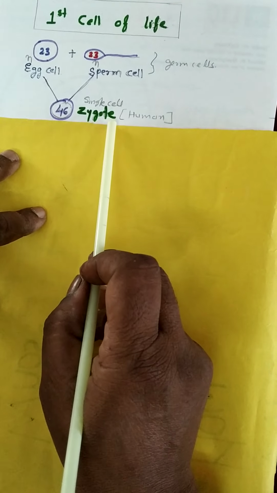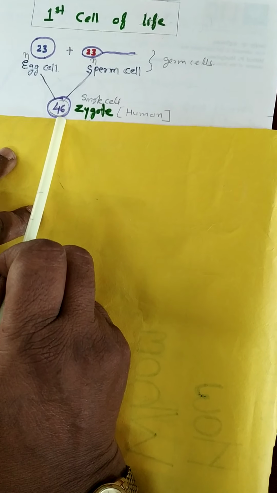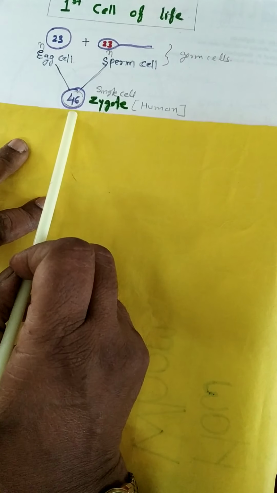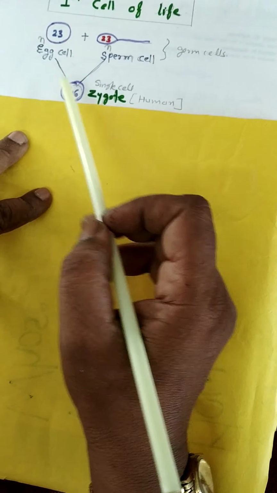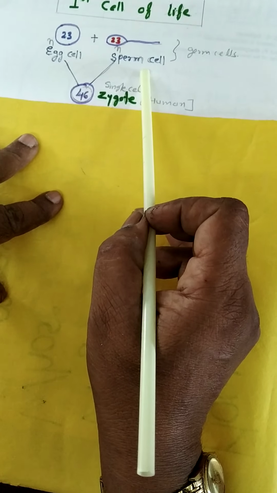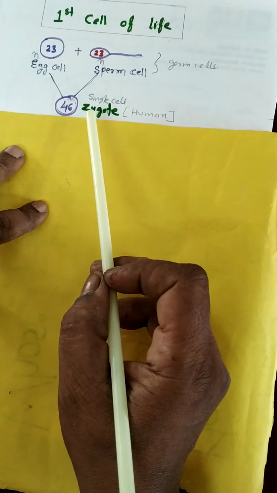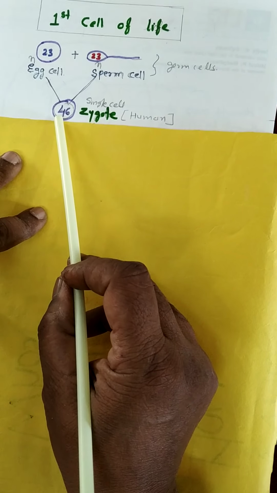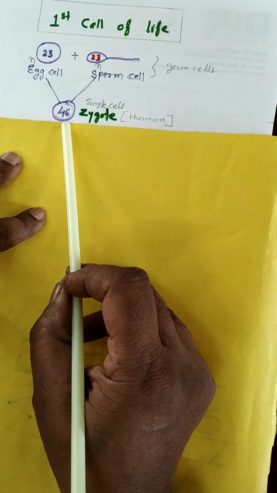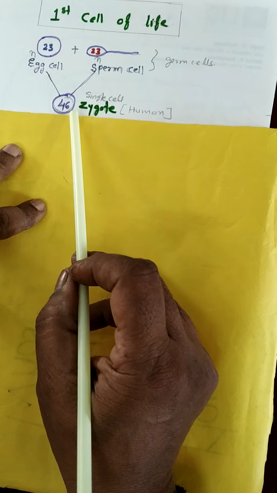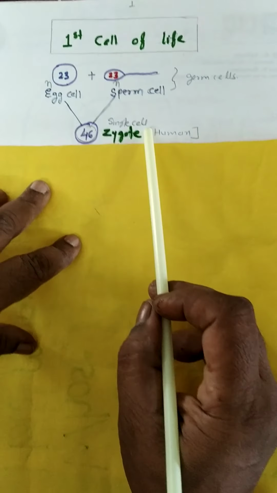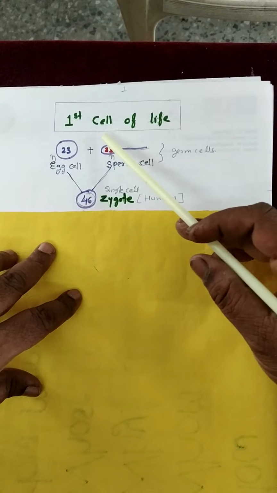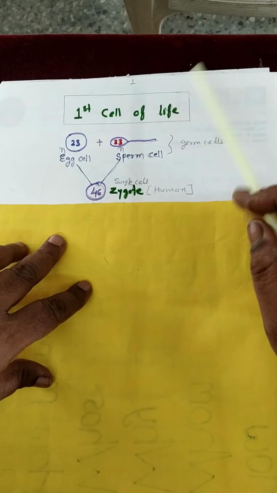This zygote contains 46 chromosomes. 46 means 23 from the egg cell and 23 from the sperm cell. Egg cell from the mother and sperm cell from the father. It means that this single-celled zygote contains 23 chromosomes from the mother and 23 chromosomes from the father. And from this zygote, the new organism is produced. So that's why this zygote is called the first cell of life.